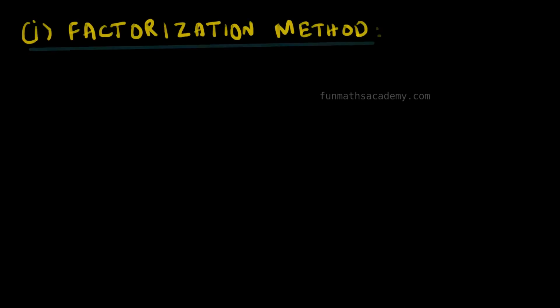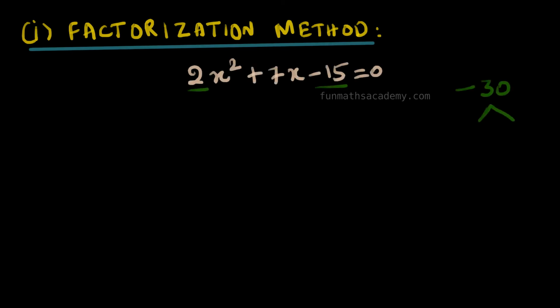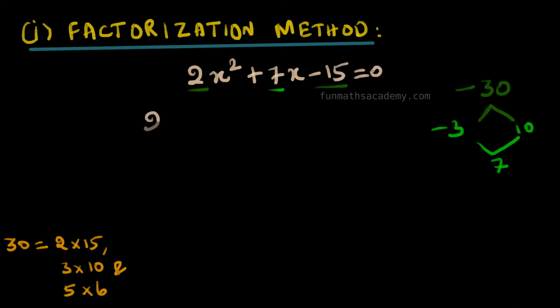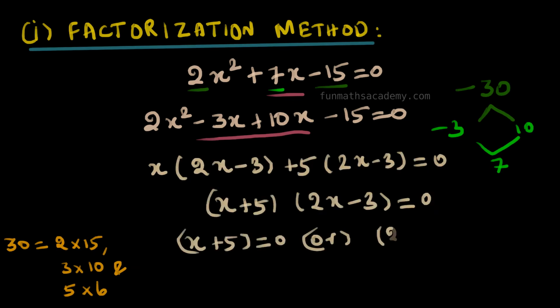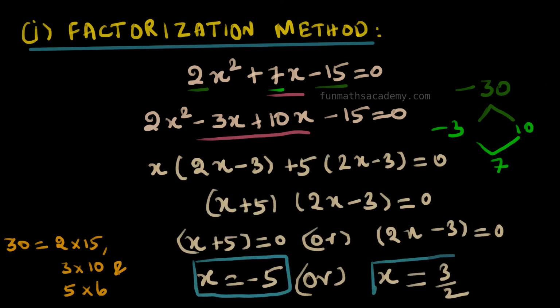Number 1 is factorization method. In this method, the product of coefficient of x squared and constant is found and its factor pairs are listed. We find a pair of factors such that the sum of these factors equals the coefficient of x and the coefficient of x is replaced with those 2 factors. Then they are grouped together, common terms are pulled out, and then they are factorized together. In this way, we can find solutions to x.